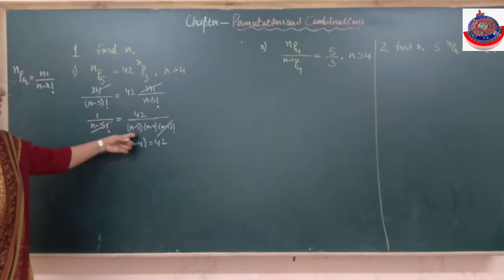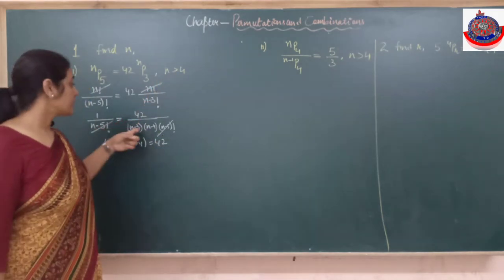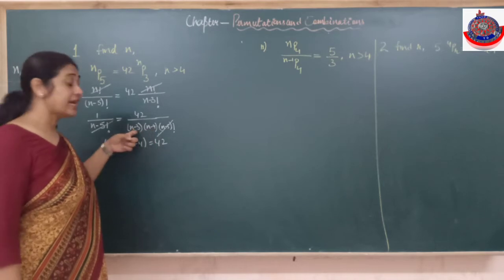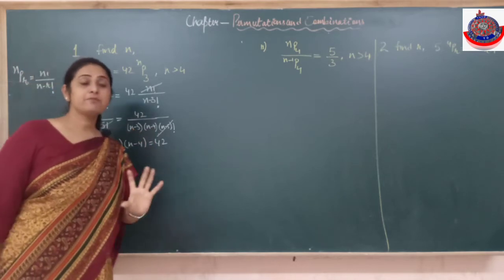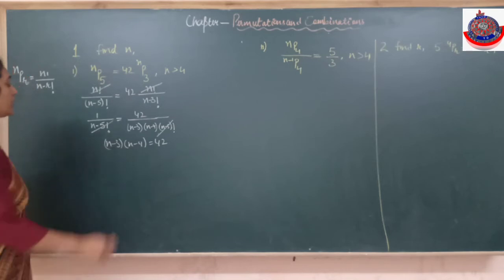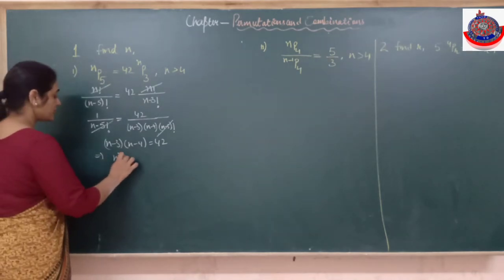It can be in the denominator. This is n is greater than 4. If n is greater than 4, then either this term will be 0 or this term will be 0. Because, very important, the denominator should not be 0. Clear? Factorize it, solve it.